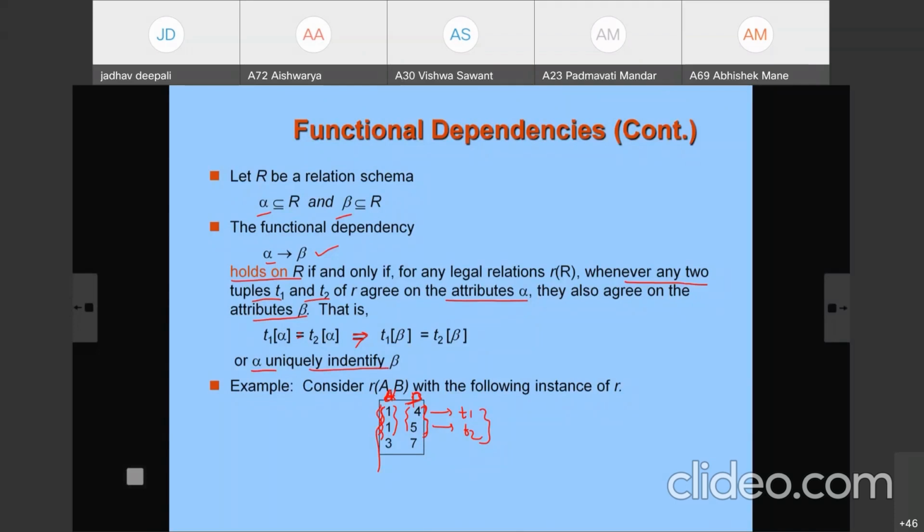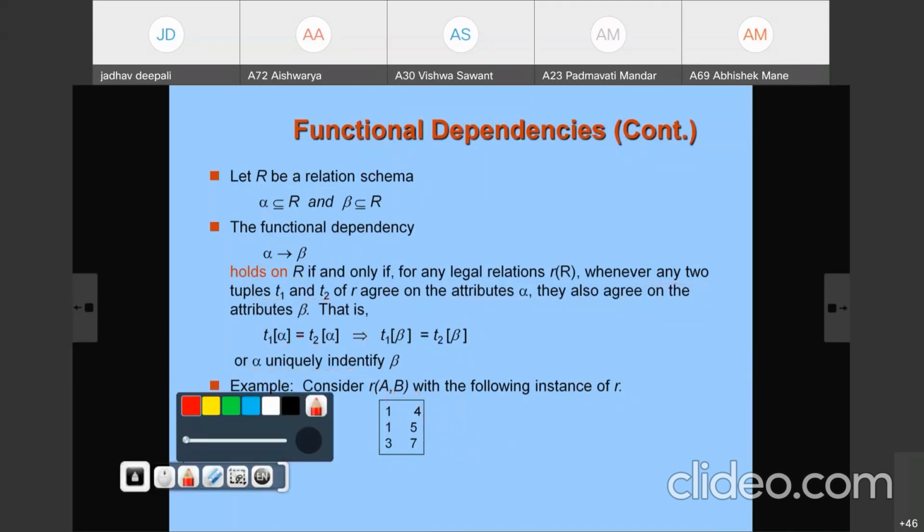See once again. Let R be a relation schema where alpha is a subset of R and beta is a subset of R. The functional dependency alpha tends to beta holds on R if and only if any two tuples T1 and T2 that agree on alpha must agree on beta also. That means T1 alpha is equal to T2 alpha implies that T1 beta is equal to T2 beta, or alpha uniquely identifies beta. With an example, it will be more clear to you.